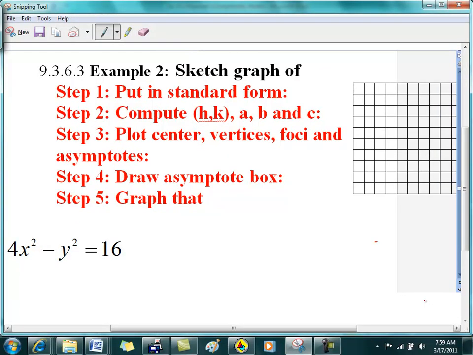So, step 1, put in standard form. So, someone tell me what to do. Divide by 16, okay, divide by 16, that would give you x squared over 4 minus y squared over 16 equals 1. Right? Which means a is equal to 2, and b is equal to 4. Okay? And c is equal to the square root of a squared plus b squared, square root 20, that'd be 2 root 5. And then we start plotting things down. Okay?